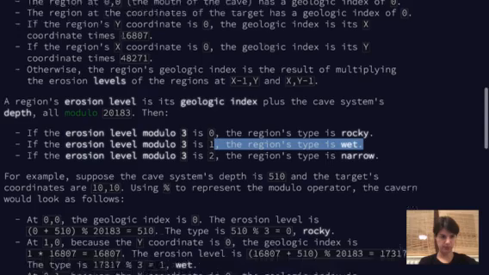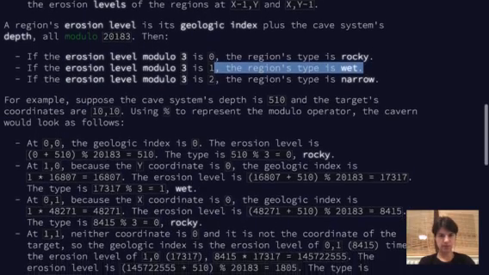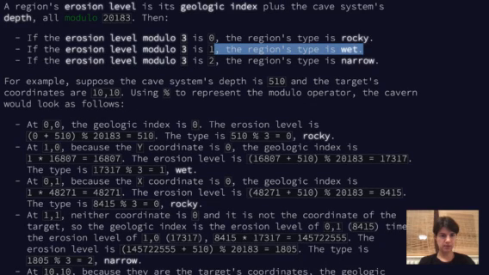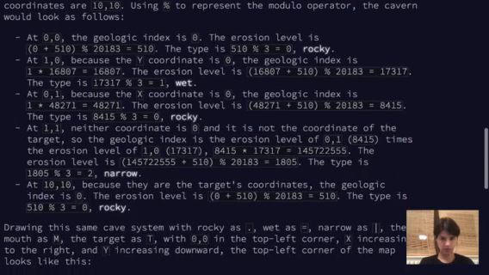Okay. For example, suppose the cave system depth is 510 and the target's coordinates are 10,10. Using mod to represent the modulo operator, the cavern would look as follows. At 0,0 it's 0. Oh, that's the geologic index, so I have to do 0 plus 510 modulo that number, and then modulo 3 is rocky. Because the y coordinate is 0, the geologic index is 1 times that number, and then the erosion level plus the depth modulo this, modulo 3, so it's wet, and so on and so on.